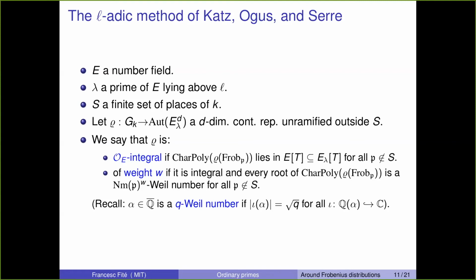And recall that we say that an algebraic number alpha is a Q-Weil number, where Q is the power of some prime, if for every embedding of Q of alpha into C, the complex absolute value of the image of alpha by this embedding into C is the square root of Q.